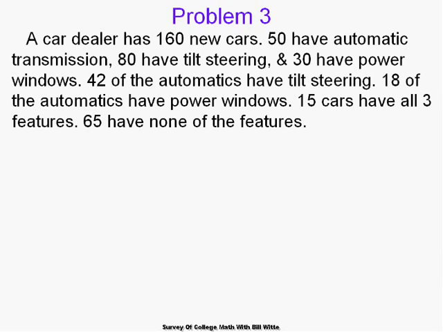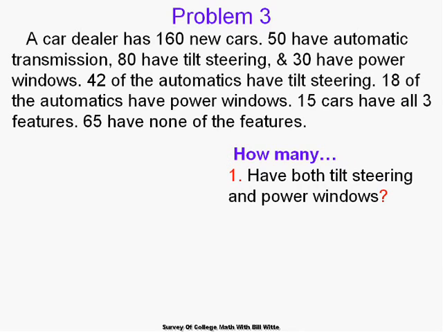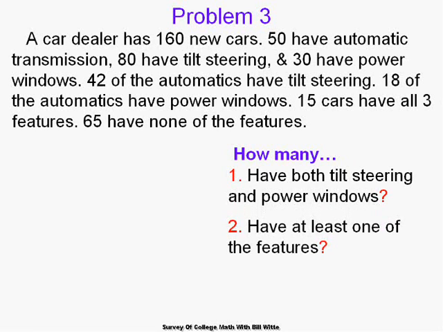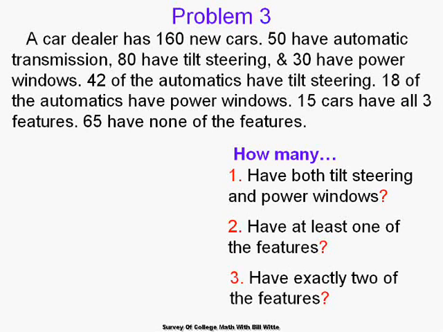50 have automatic transmission. 80 have tilt steering. 30 have power windows. 42 have automatic transmission and tilt steering. 18 of the automatics have power windows. 15 cars have all three features. 65 have none of the features. Okay? We're going to start asking some other questions. How many cars have both tilt steering and power windows? How many have at least one of the features? And how many have exactly two of the features?